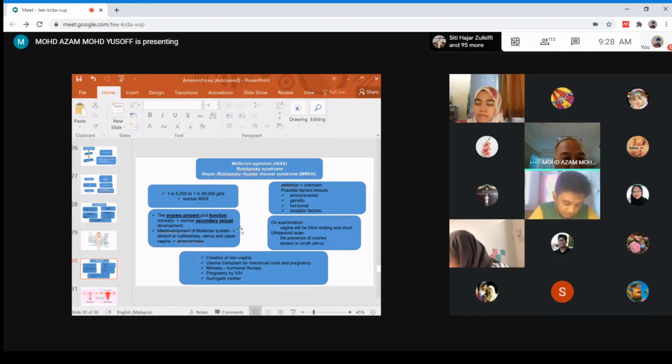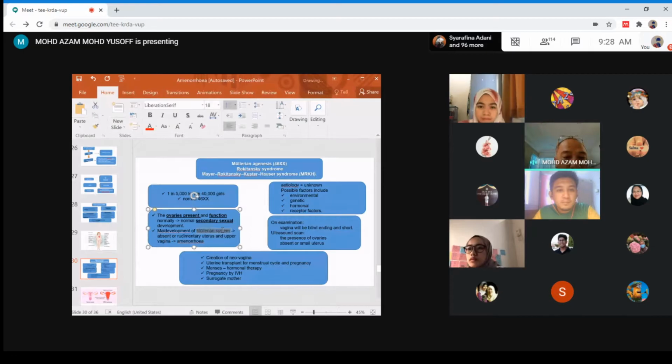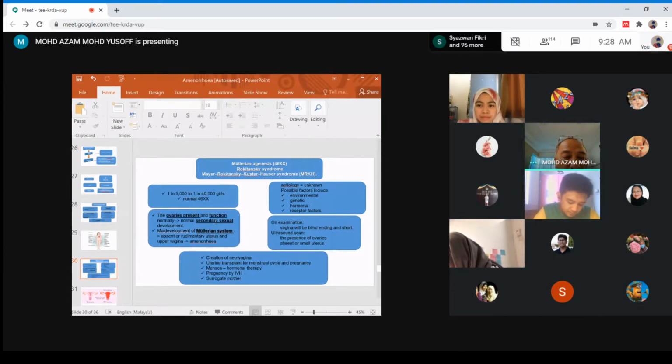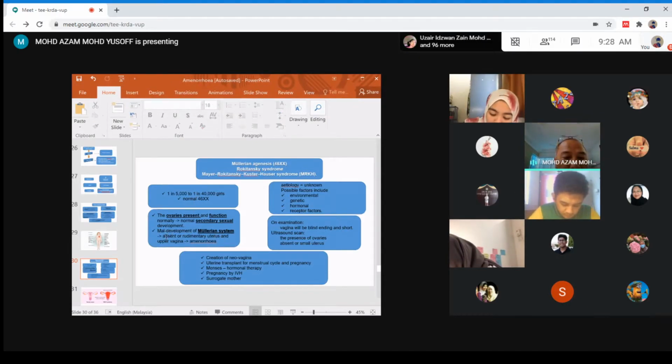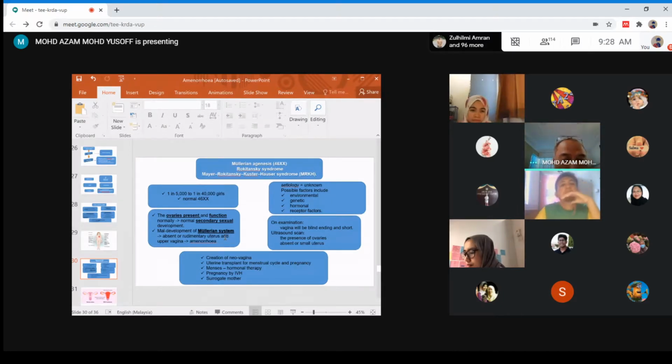So why does she have no menses? The menses is absent because the Mullerian system is not developed well. There are different degrees of maldevelopment. The severe one, they have absence of uterus, no uterus at all. Some have a small uterus.